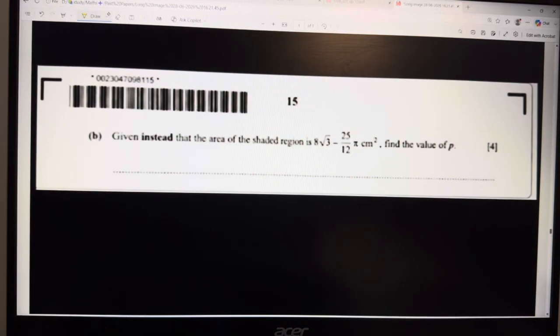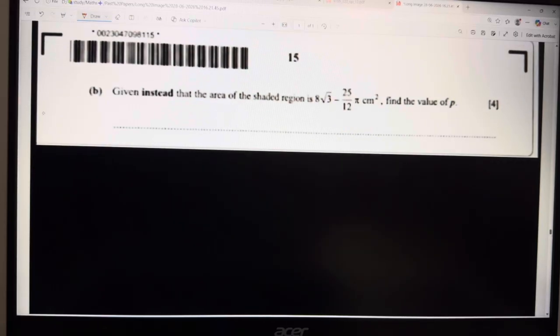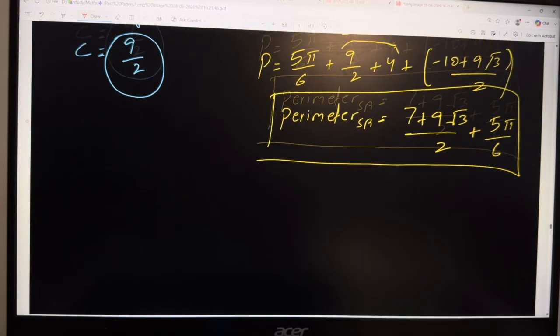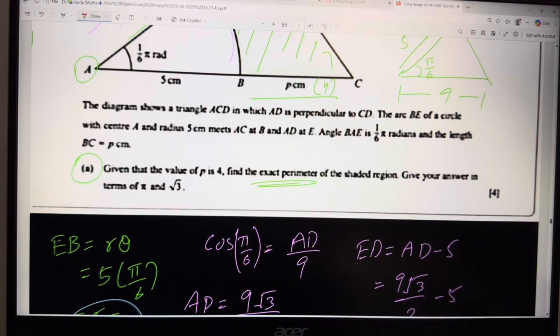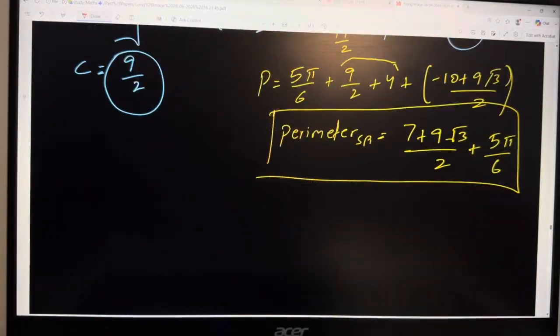Now it says that given instead that the area of the shaded region is this, find the value of p. The first part said that p is equal to 4 and find the exact perimeter. So this is part A, so we cancel this, we don't know p now. What we know is, let me draw the diagram.